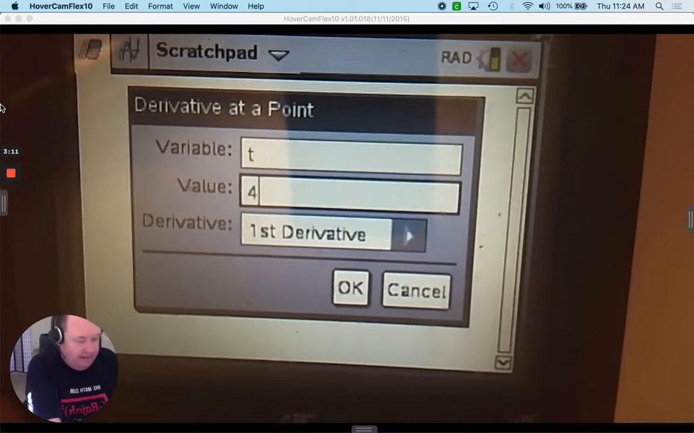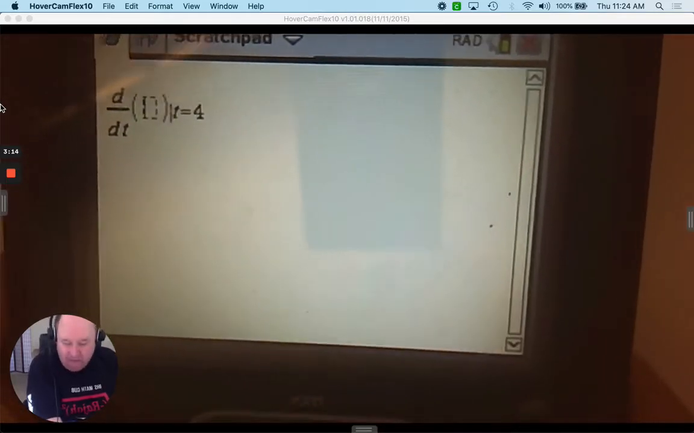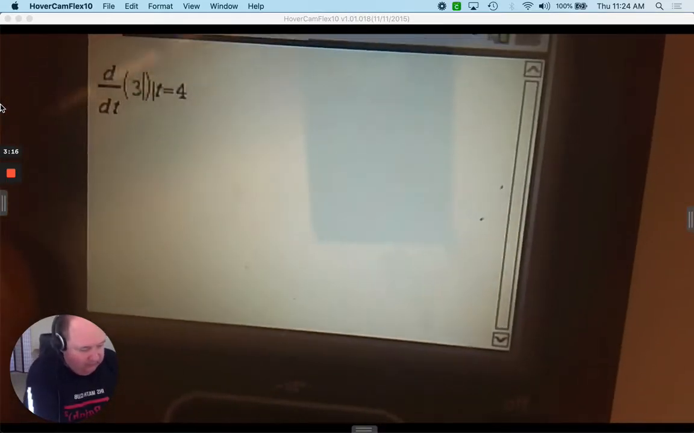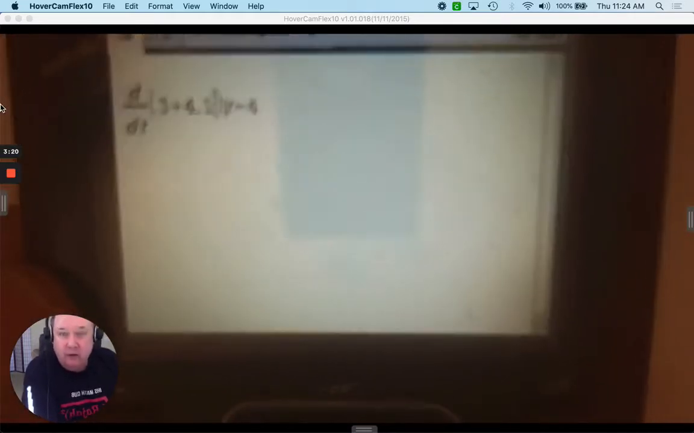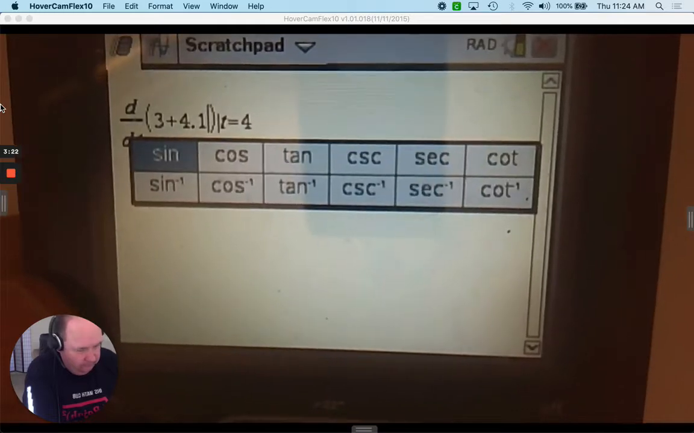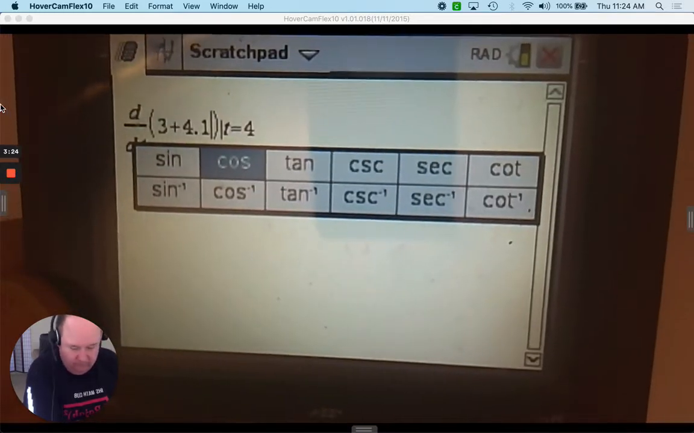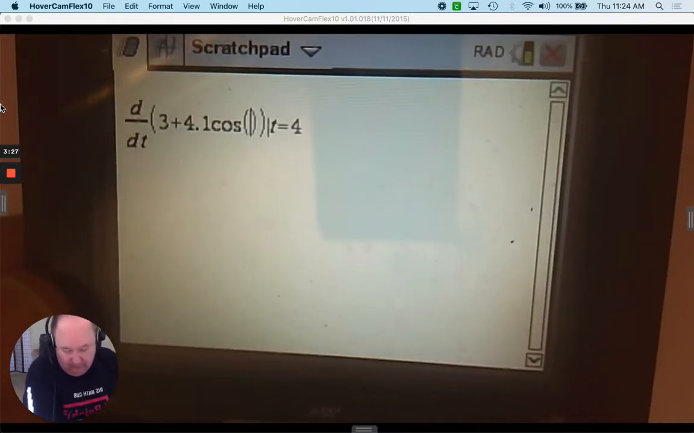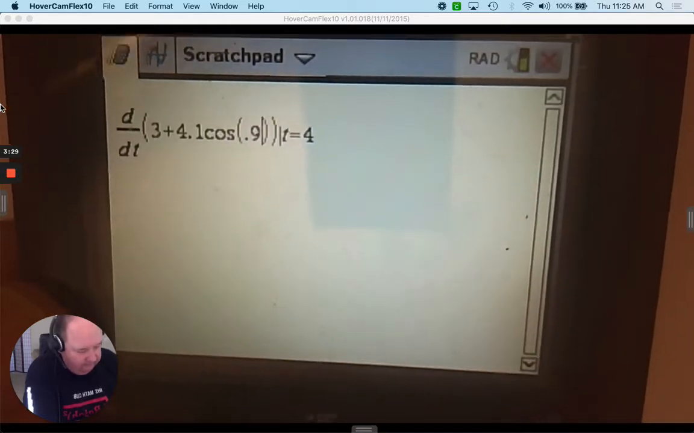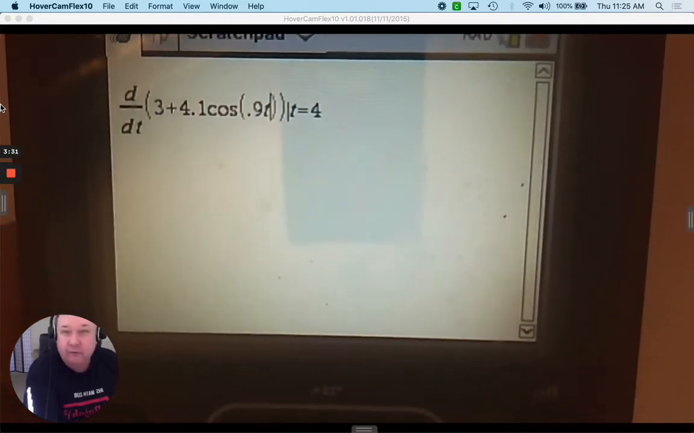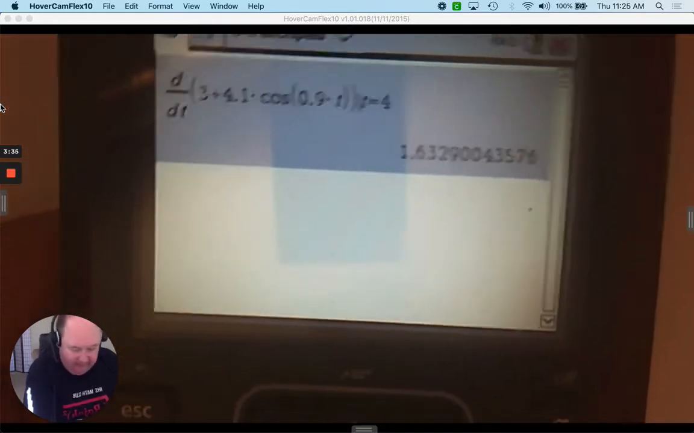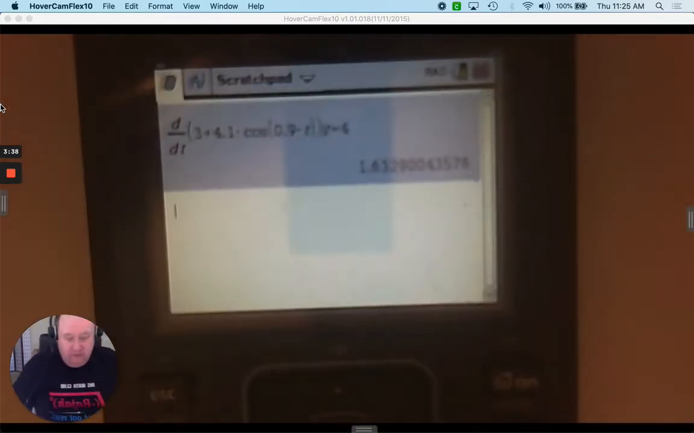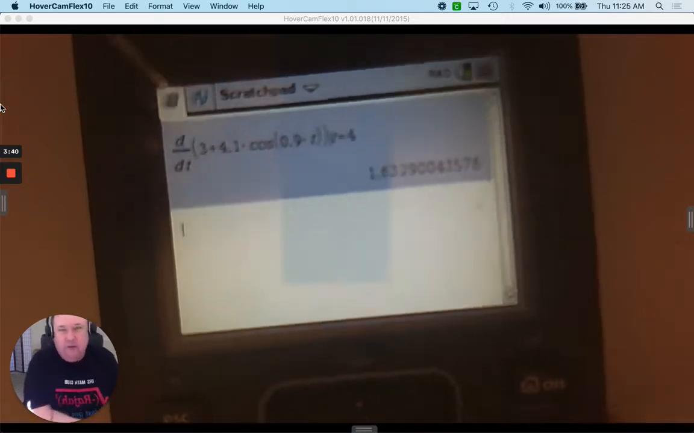So can we do that? Press enter. And then inside, we're going to type it in, which is 3 plus 4.1 cosine 0.9t. There it is. So that's all we need to do. Press Control Enter, and I get the answer 1.632, or 1.633 if you round it.